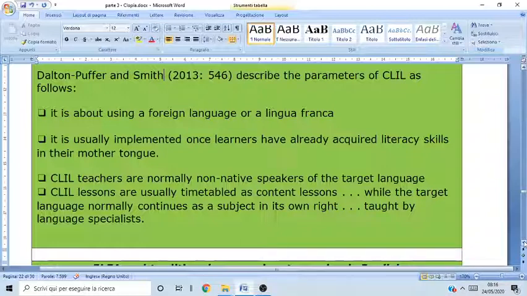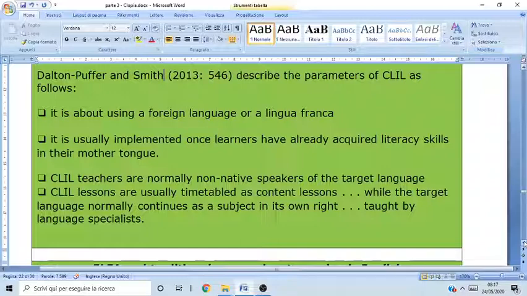And so when the timetable is scheduled, there are CLIL classes, okay, where they give you content, they give you information about a subject, and then English is taught by language specialists. So for instance, let's say that you decide to attend a university where they use the CLIL method.